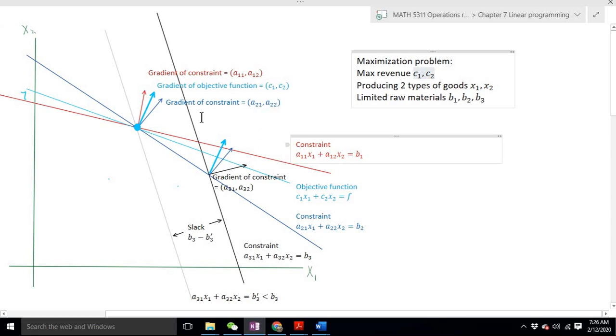All right? So I have a gradient for constraint 1, the gradient for constraint 2, and the gradient for the objective function. So the gradient of the objective function is bracketed by the gradients of the two constraints at the maximum point. And it turns out that that's true in any number of dimensions, and that's what particularly characterizes the maximum point of this region, assuming that x1, x2, x3 all have to be positive, and these constraints are all less than or equal to constraints.